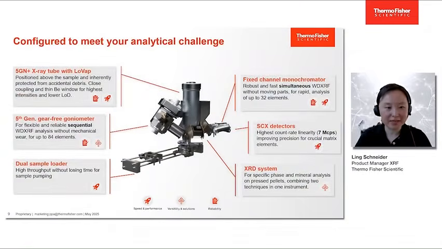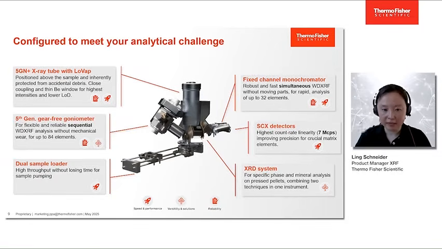Our 5th generation X-ray tube with low vac technology is positioned above the sample in a vacuum chamber, ensuring high uptime and protection from debris. This is especially critical for press pellet samples. This design delivers high X-ray intensity for faster measurements and lower detection limits.